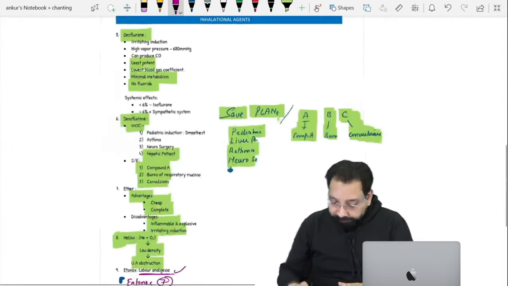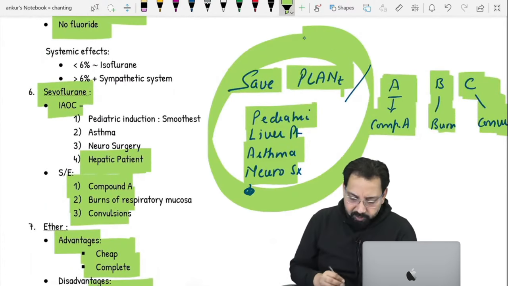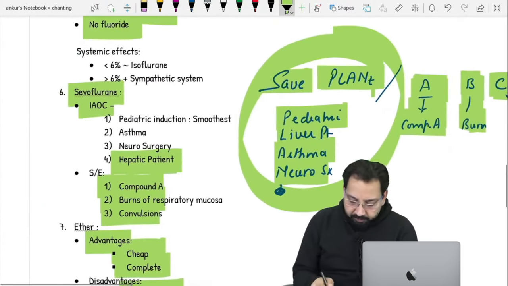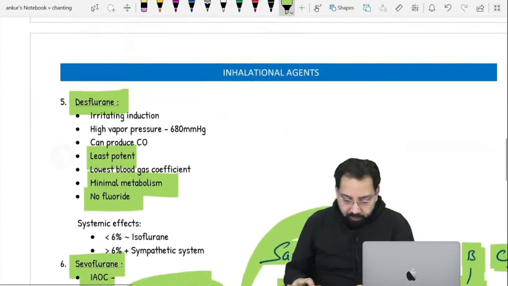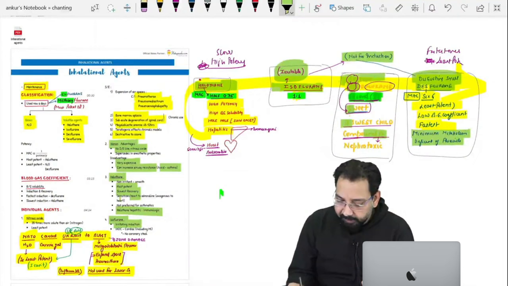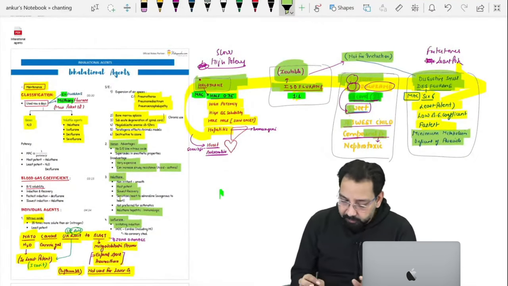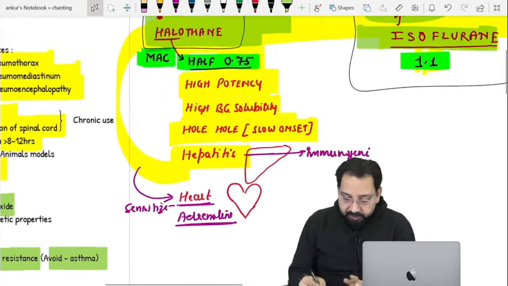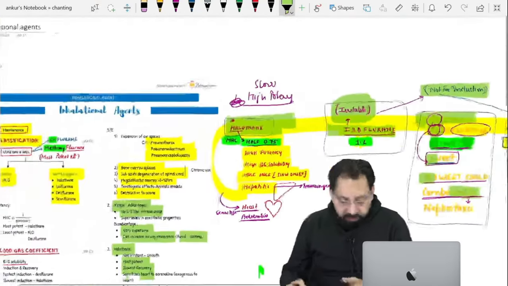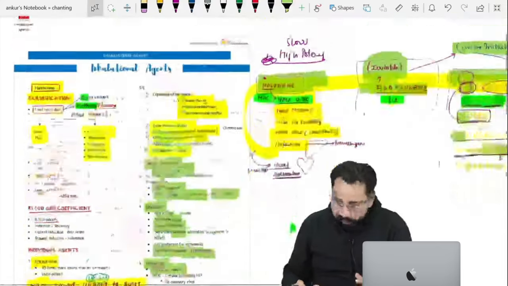So you will remember mnemonic, save plant, sevoflurane. These are the questions. Now desflurane, you will remember like this, his dream. Okay, H, high potency, holy, hepatitis. So you can do like this. So maintenance.